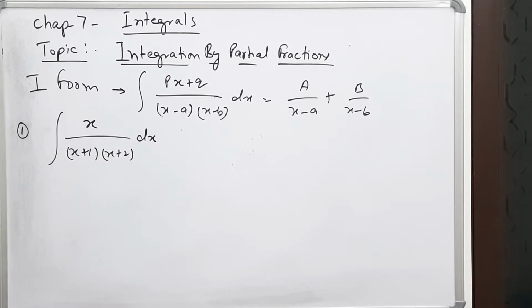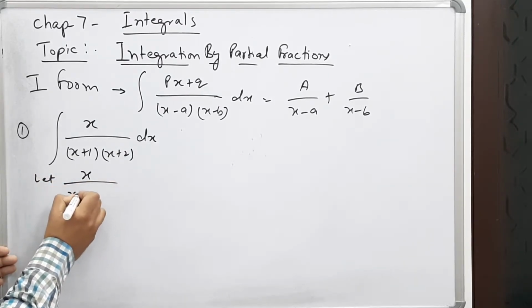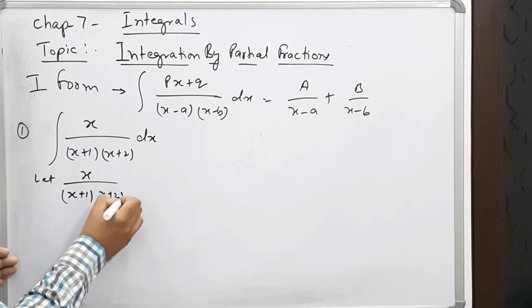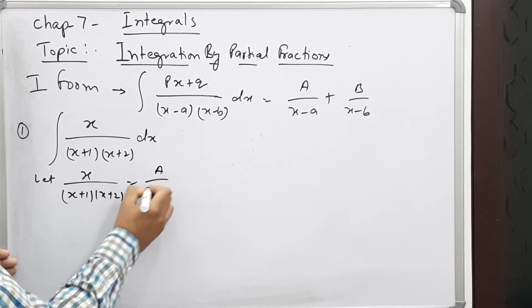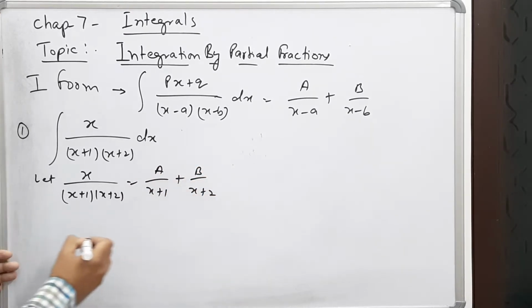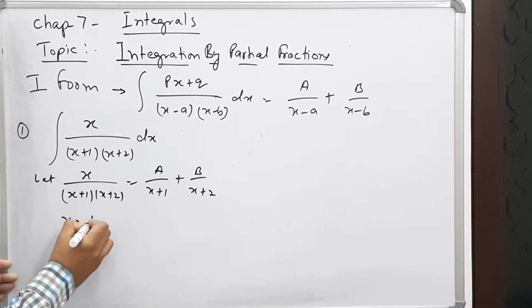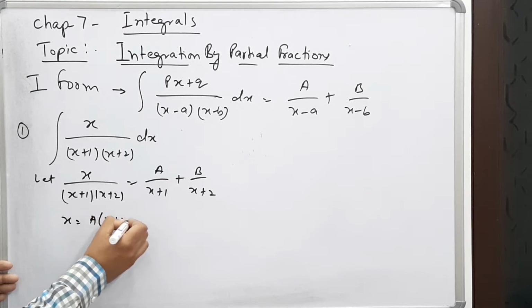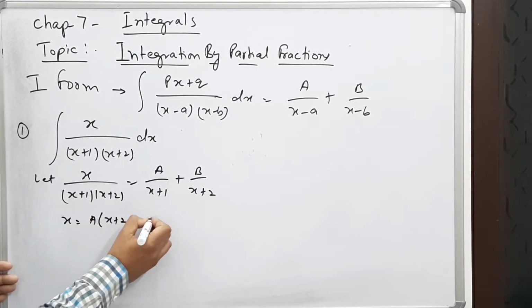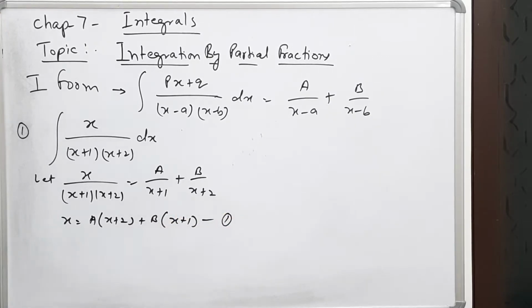I am taking one problem which is based on this. Please see, this is linear, this is quadratic. So we write, let x upon (x + 1)(x + 2) equal A upon (x + 1) plus B upon (x + 2). In the next step, we cross multiply. So A(x + 2), because this part and this part will cancel, plus B(x + 1). That is equation number 1.